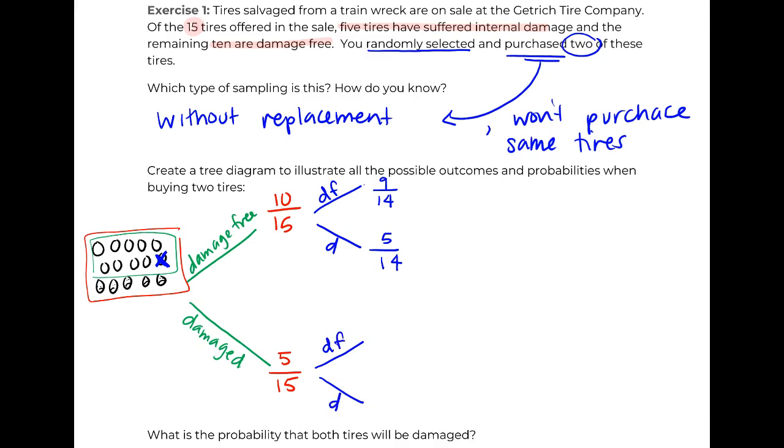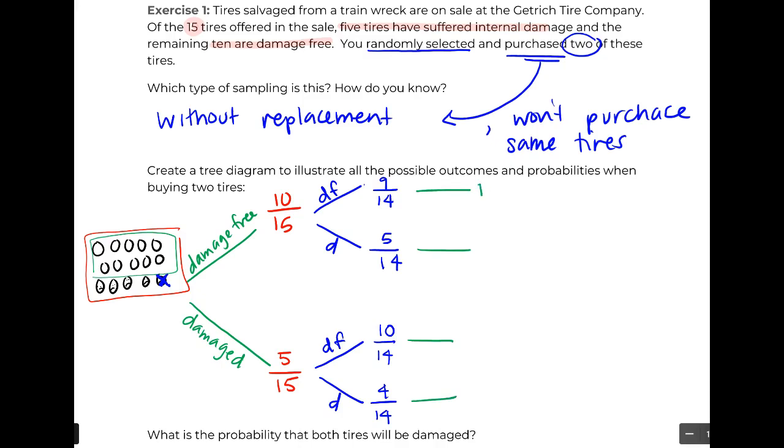Alright, so in the second timeline, the darkest timeline, we have selected a damaged tire, sadness. We already have a useless tire in the back of our car, and now our sample space looks like this. We still only have 14 options because we took away 1 tire. But now, 10 of them are damage-free and 4 are damaged. So then we have all of the different possibilities here.